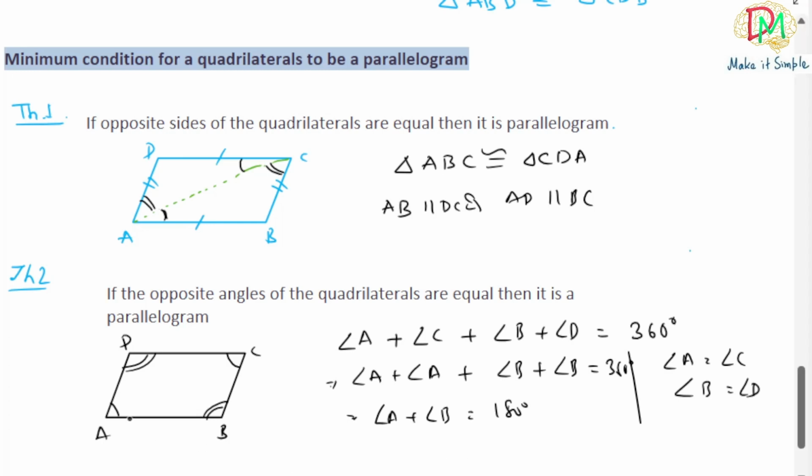So this is co-interior angles where the AB is the transversal to the line AD and BC, and this A plus B is equal to 180 degree. This is the co-interior angle, so AD parallel to BC. Similarly, we can prove that AB parallel to DC. So these quadrilaterals become a parallelogram when the opposite angles are equal.